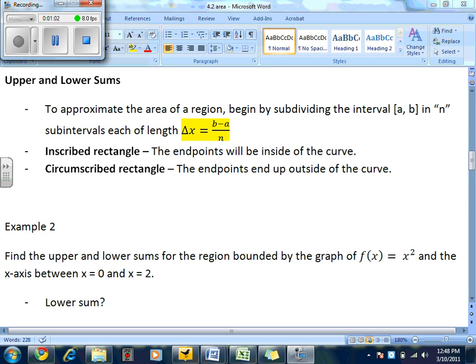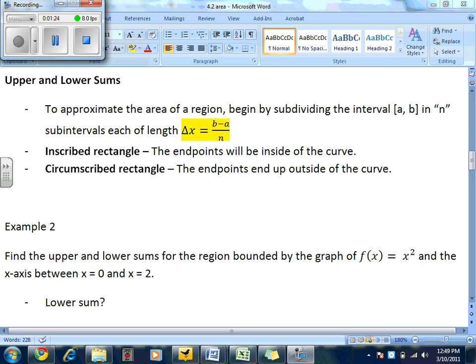So if we want to find the upper and lower sum, we're going to generalize it, and it's the same process. To approximate the area of the region, we're going to subdivide it into n intervals. So that's what we did when we went 2 minus 0 divided by 5, and we got 2/5. This time we're just going to go our endpoints divided by n, because we don't know what we're breaking into. We're just going to leave it as n.